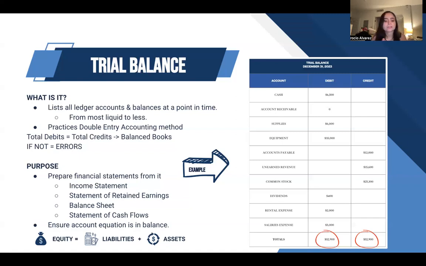And there are many different types of errors that one can make. Like, for example, putting something in debit when it was supposed to be credit, or credit when it's supposed to be debit. And there are other examples as well.